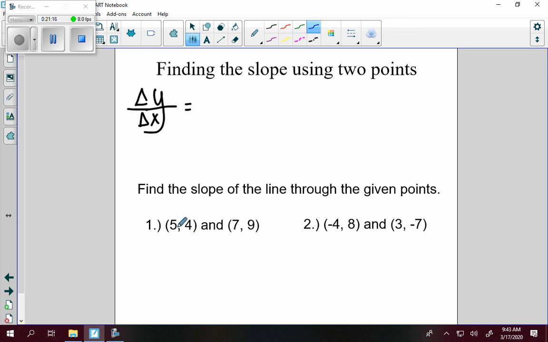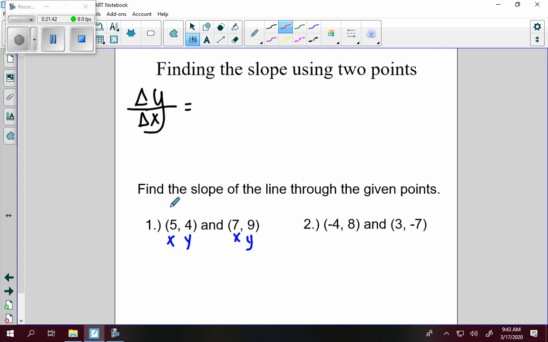We're given this point, and there's an x value and a y value. We're given this point, and there's an x value and there's a y value. I cannot say that those x's are the same, because one's a 5 and one's a 7. And I can't say those y's are the same, because one's a 4 and one's a 9. However, if I put them into an equation together, I'm implying that they are the same number.